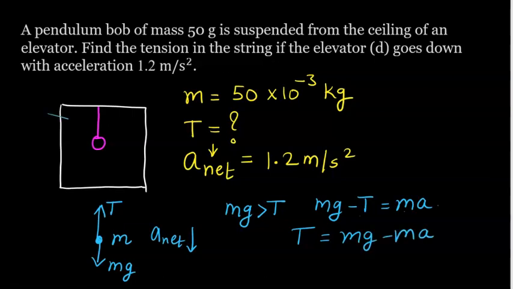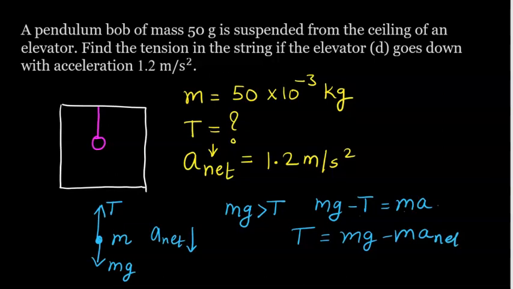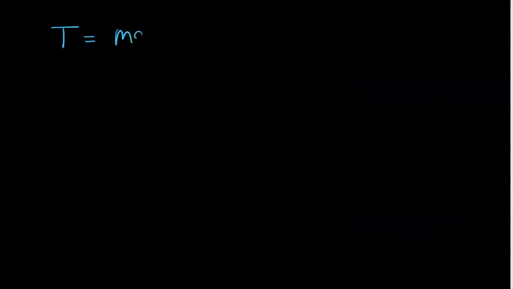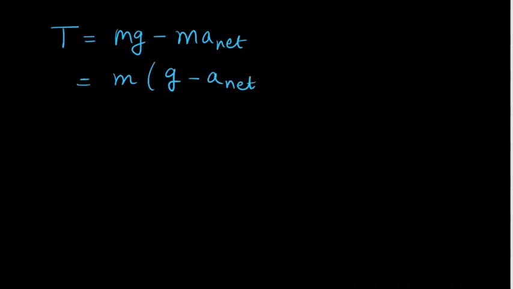So let me go to the next page. So T is mg minus ma. That is a net actually. Okay, I didn't write it. But it is a net. So this is mg minus ma net. So this m can be taken common. This is g minus a net.